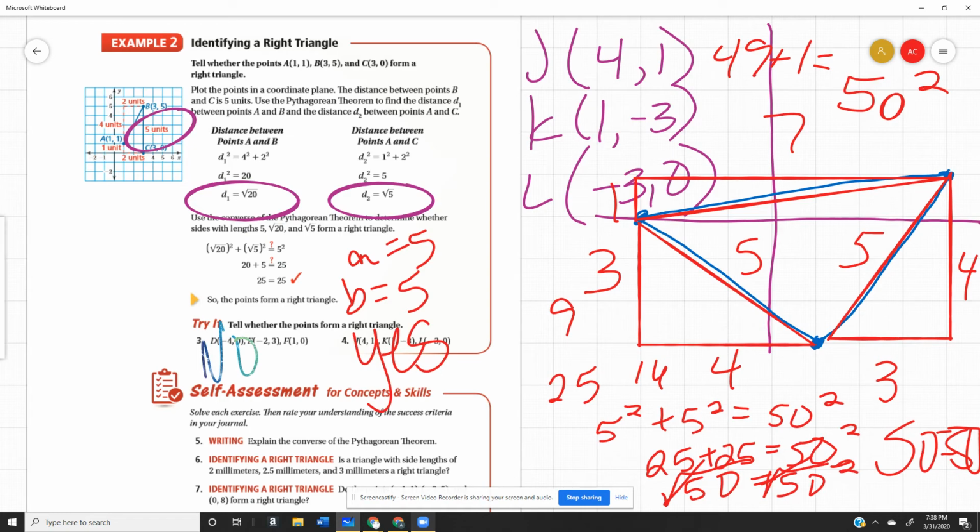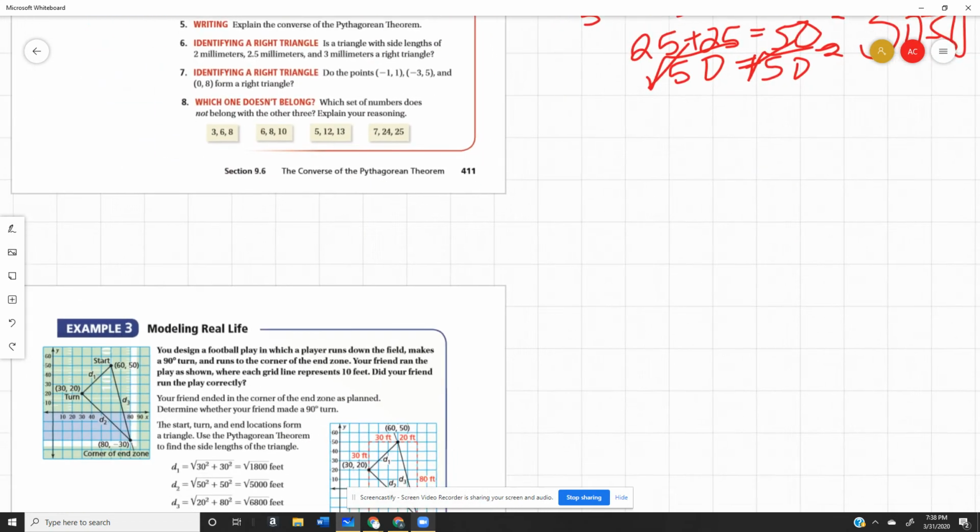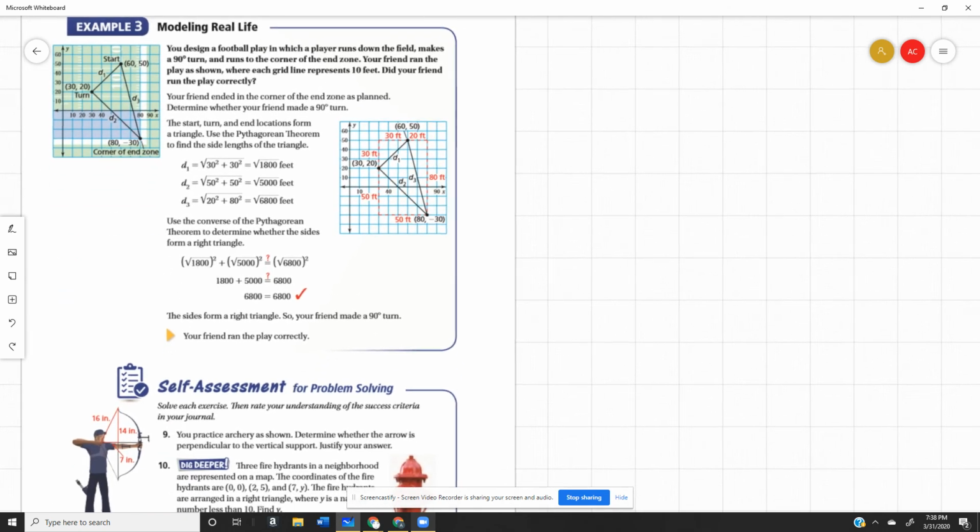Okay, I was going to delete, but I don't actually have to delete. I just have to scroll down. Okay. Let's go ahead and go on to example 3, modeling real life. And it's going to be the same thing. It says you design a football play in which a player runs down the field, makes a 90-degree turn, and runs to the corner of the end zone.